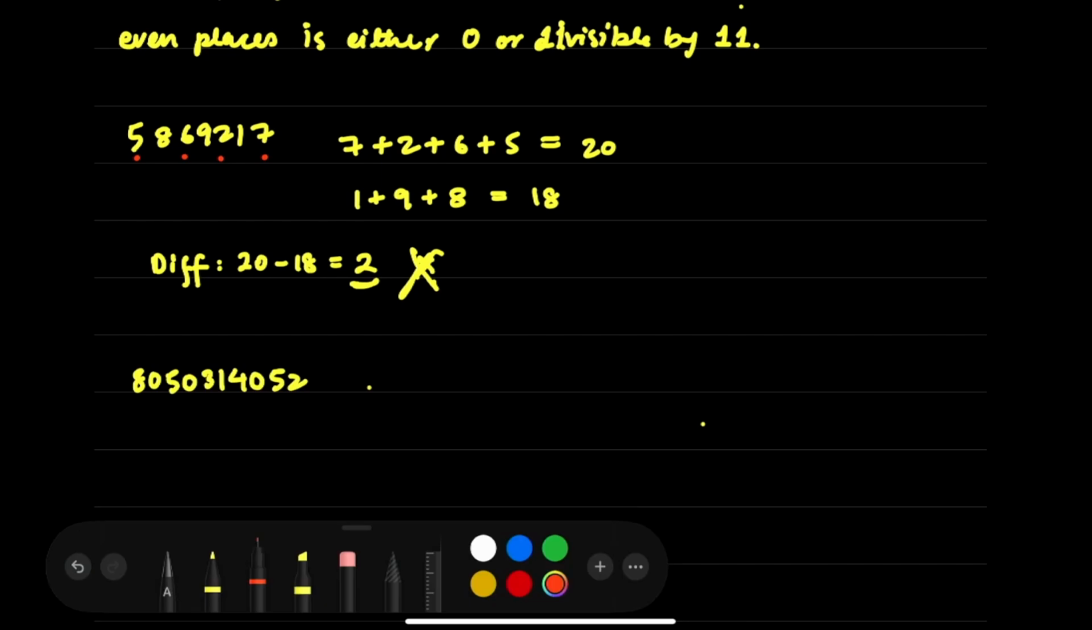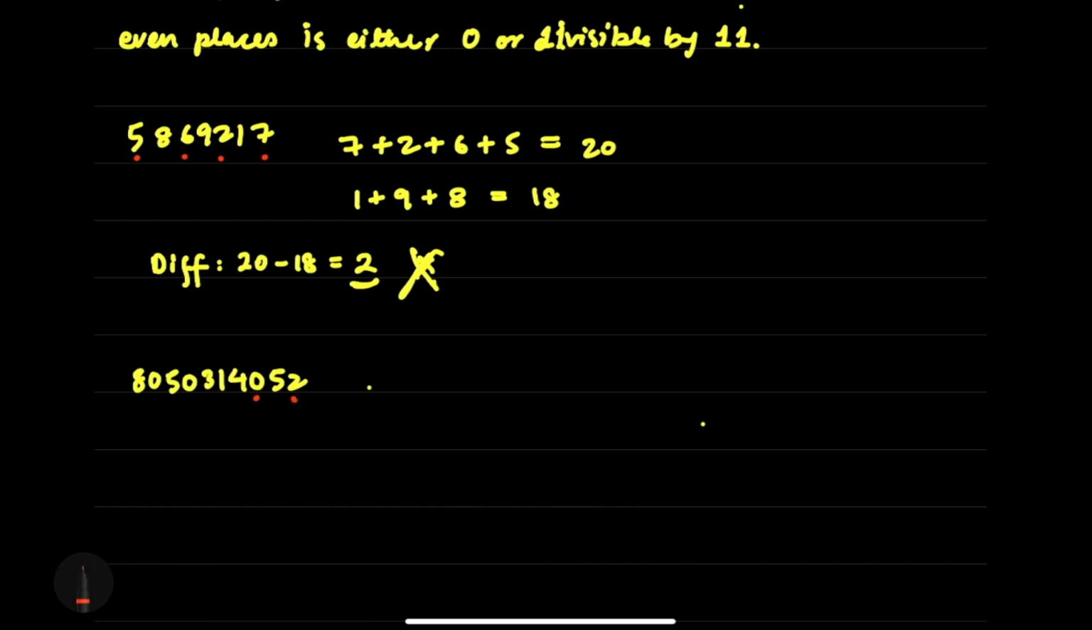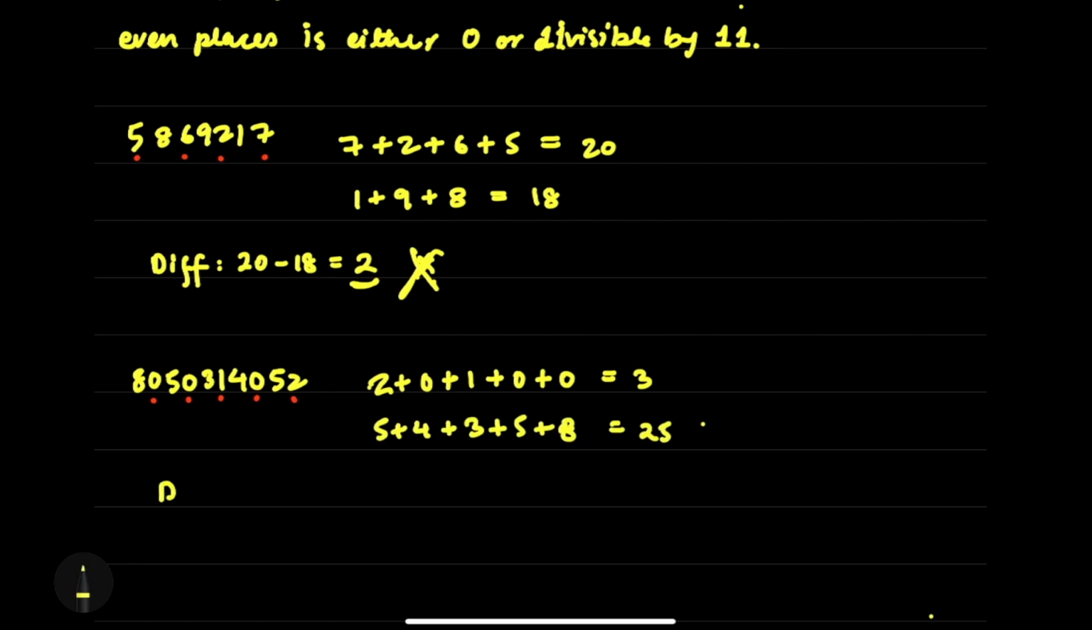Let's take another example. Let's mark the odd places in red dots and take the sum of these odd places. This comes out to be 3. And at even places without the dot, this comes out to be 25. Let's take the difference, and that comes out to be 25 minus 3, which is 22. And this is divisible by 11. Therefore, the entire number is divisible by 11.